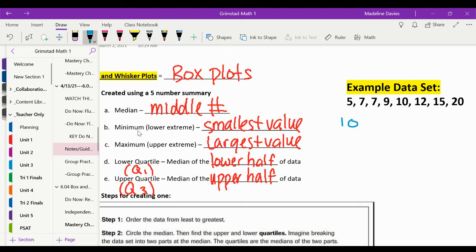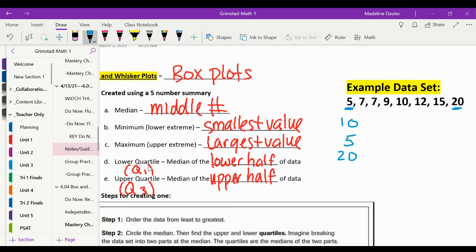So now we would find our minimum or the lower extreme. All that means is the lowest number in the data set. And since these are in order, I can tell just from looking at it, our lower extreme or our minimum is 5. So that's our second number. Then we need our maximum or our upper extreme, which in this case we can tell is 20. That's our highest number. And then we're getting into some new stuff.